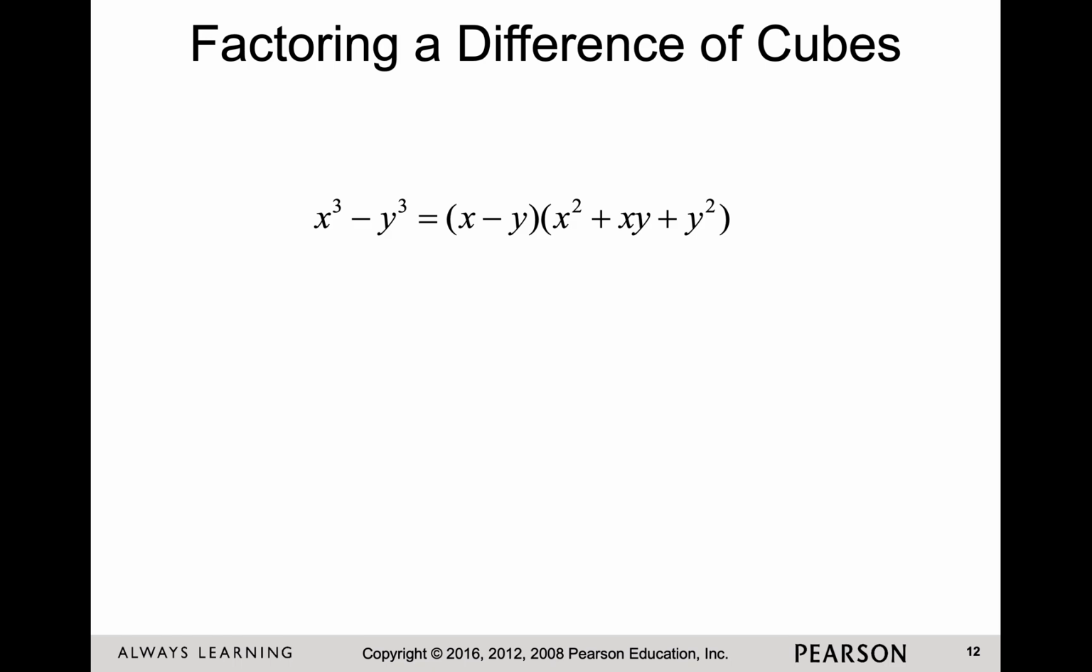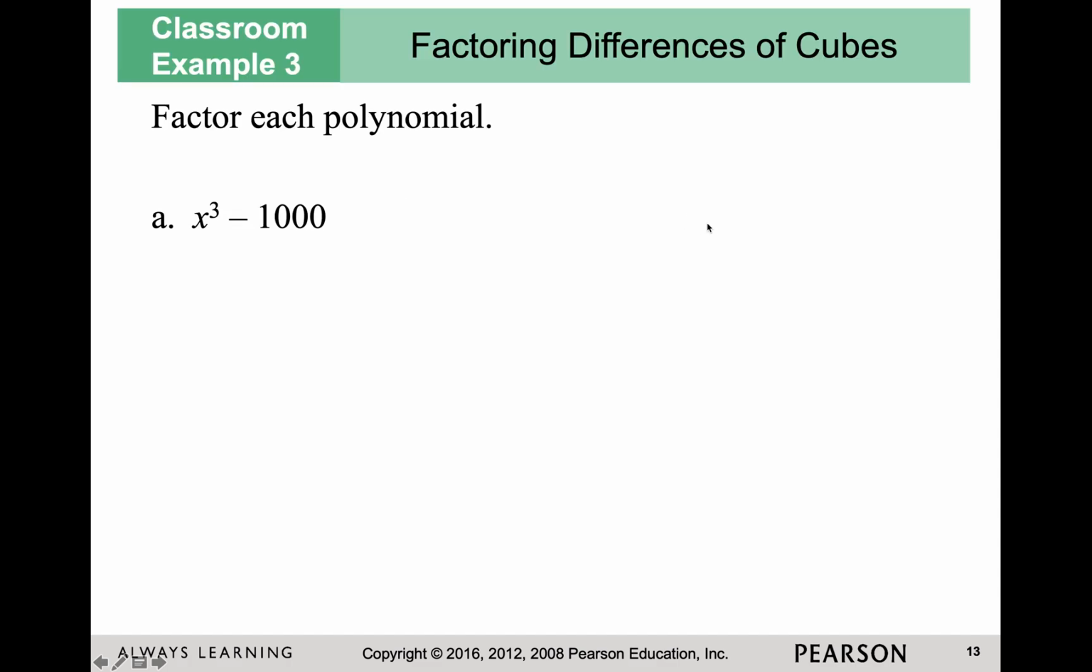So you have to recognize the first term is a perfect cube, the second term is a perfect cube, and then it's subtraction, so that you will rewrite it as the cube root of A minus the cube root of B, and then I'm going to have this squared. So let's see it in action.